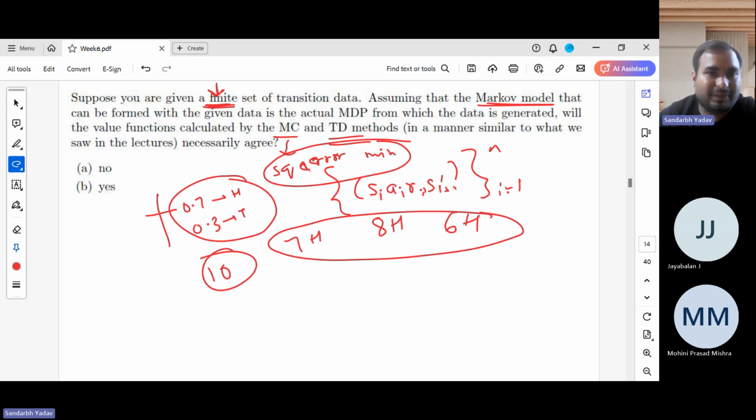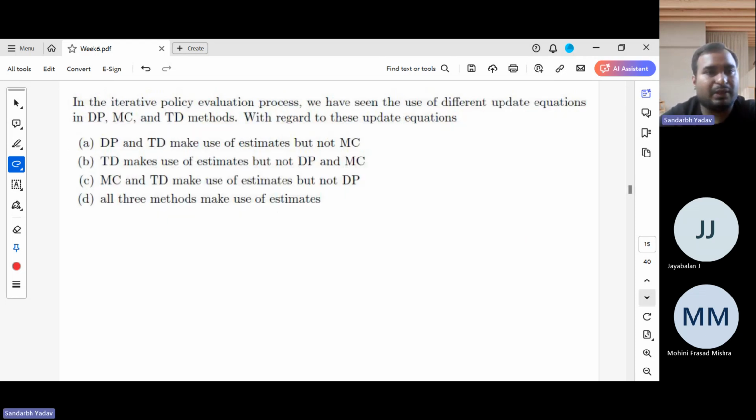So here the major issue is arising because of Monte Carlo, not because of TD. Because for TD, they have given that it is actually converging to the same MDP. But either way, with finite data, we cannot say that. So the answer is no. We cannot necessarily say it might happen, but we cannot always say that this will always happen. Okay, so I hope this is clear. Now I'll move to the next question.